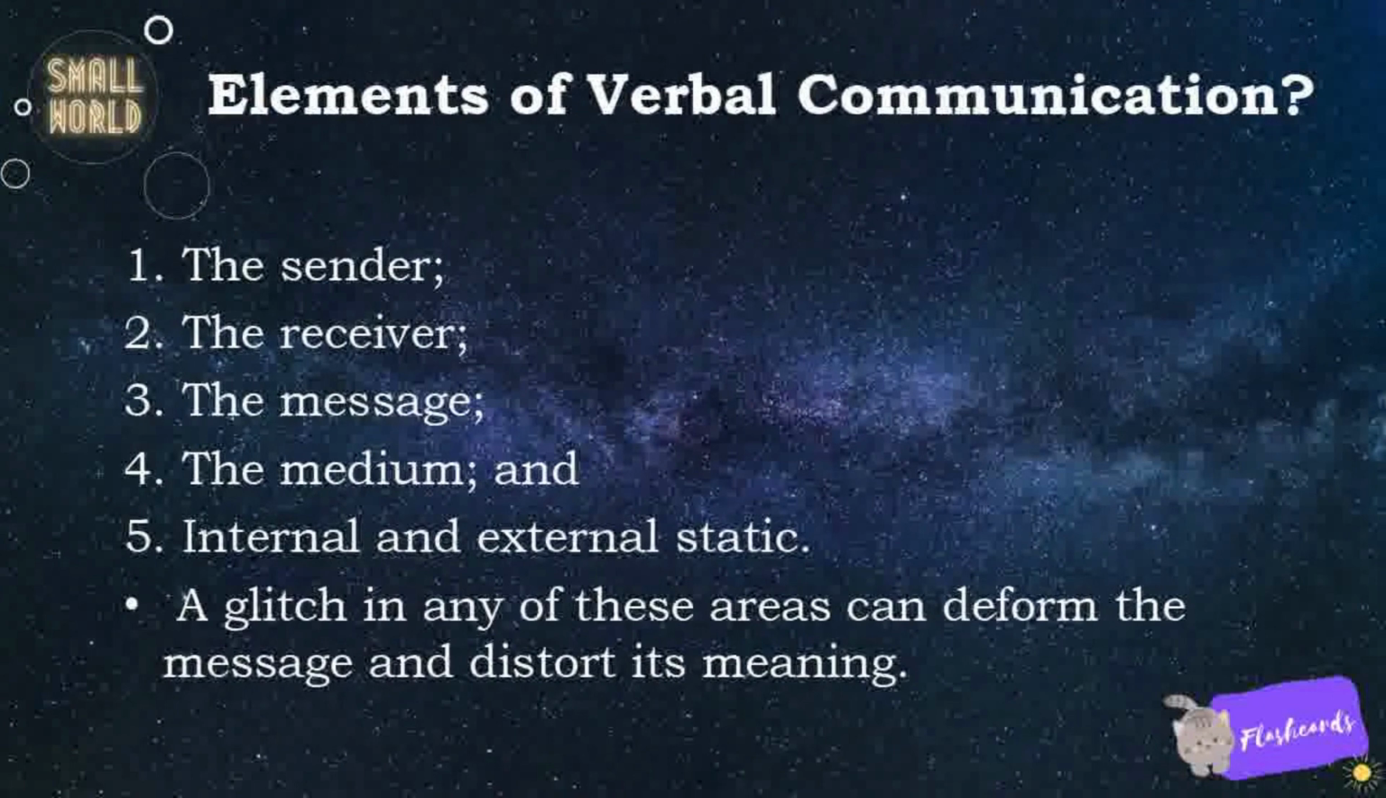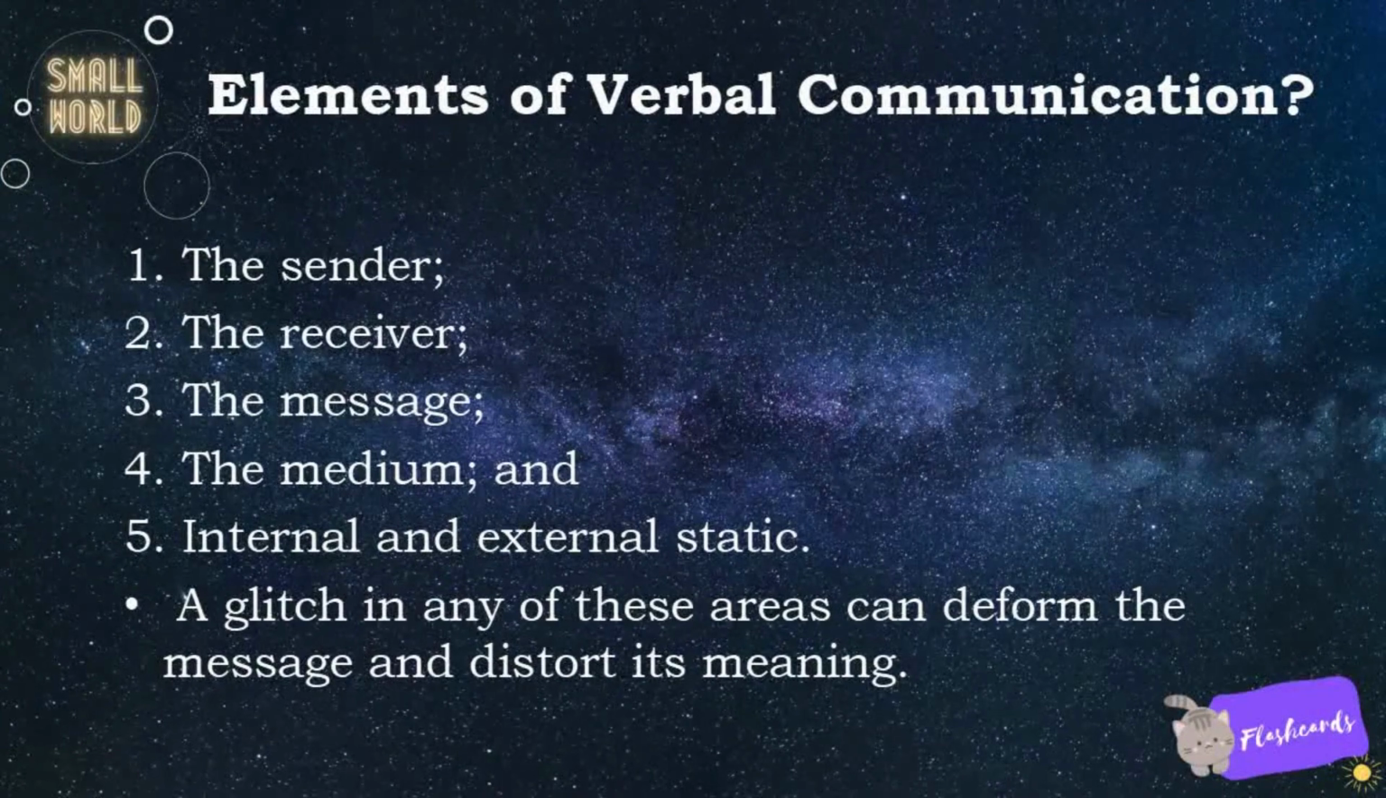Elements of verbal communication. 1. The sender. 2. The receiver. 3. The message. 4. The medium, and internal and external static. A glitch in any of these areas can deform the message and distort its meaning.